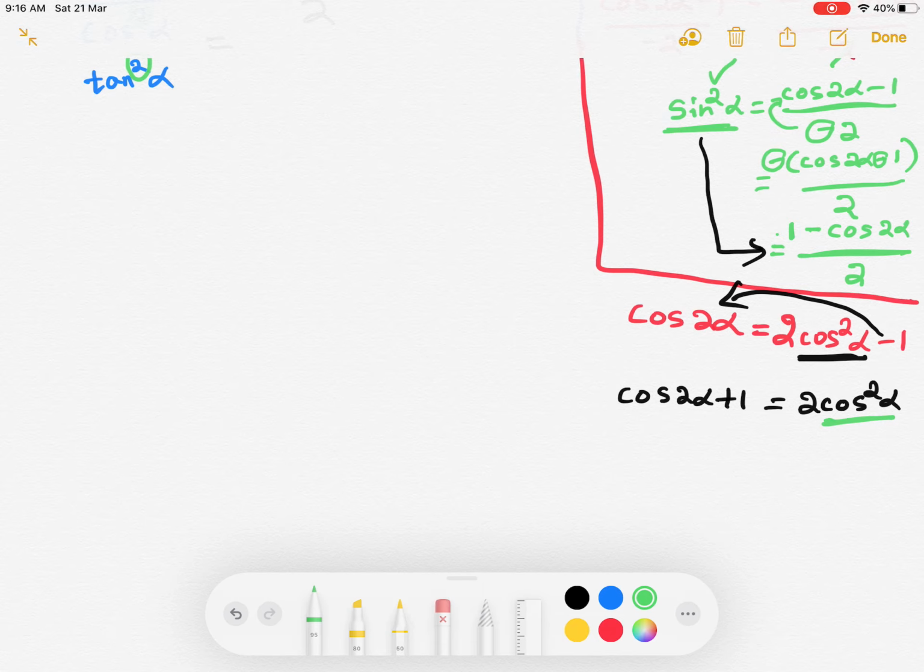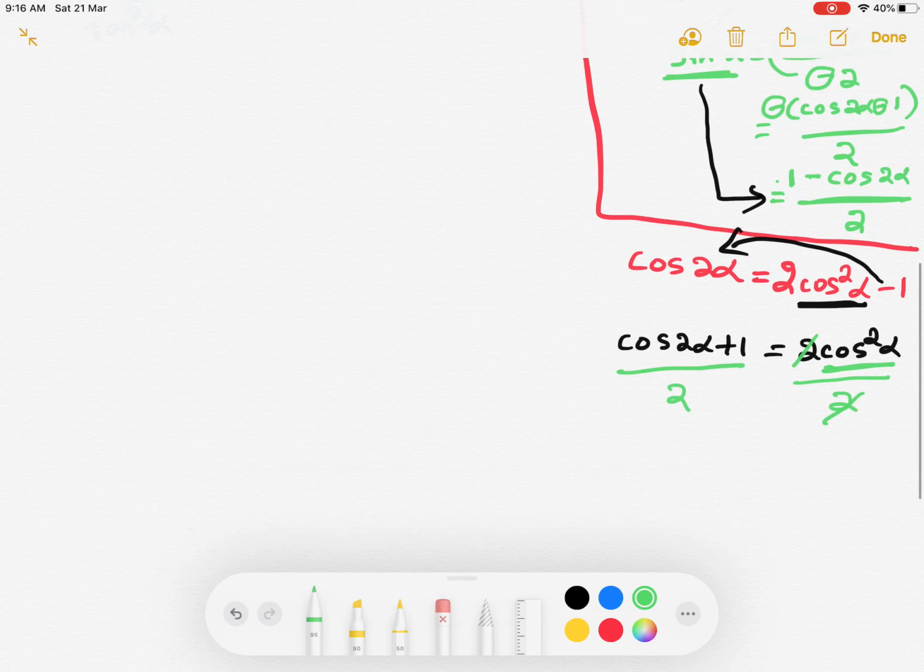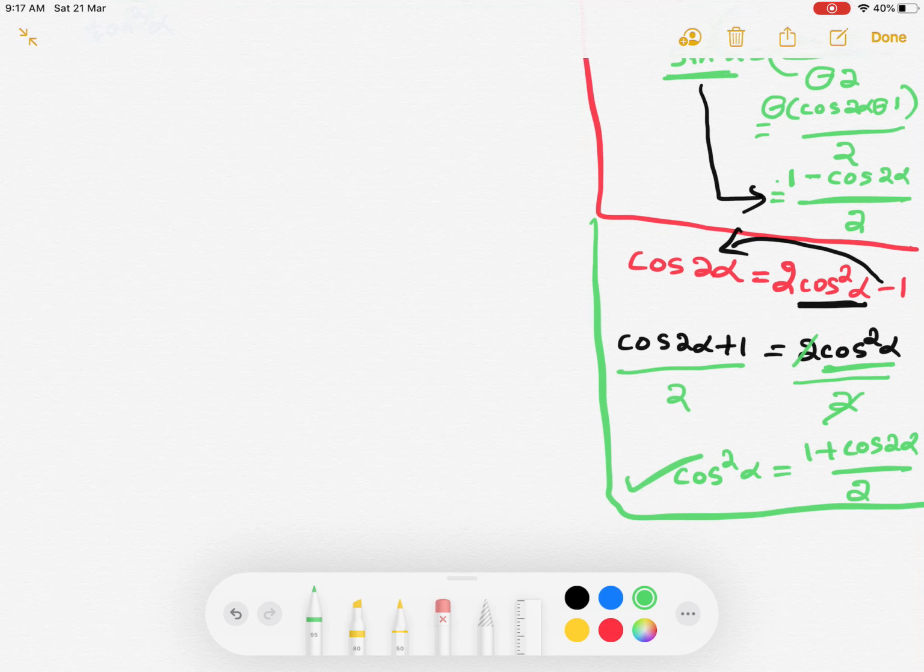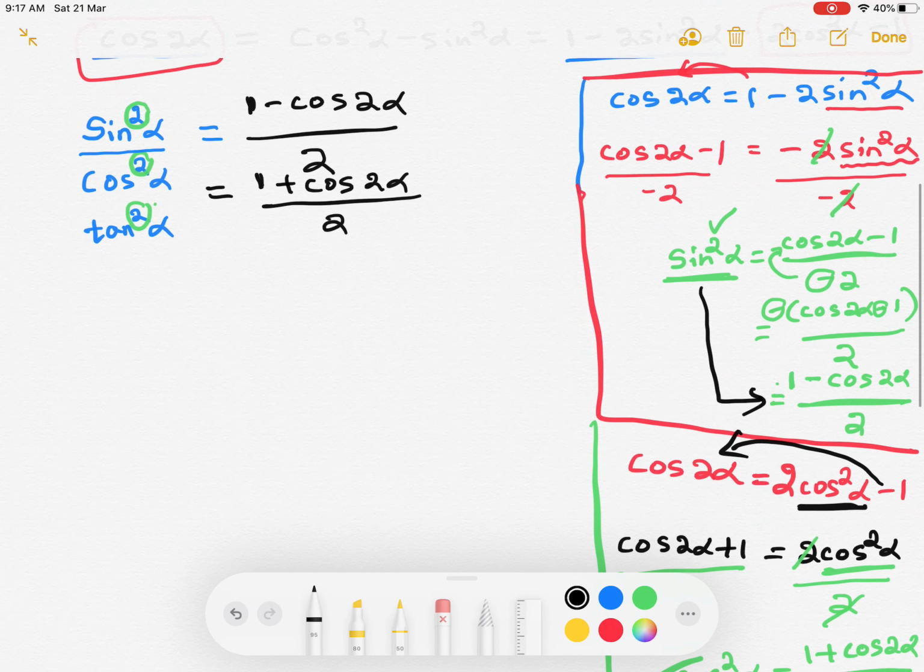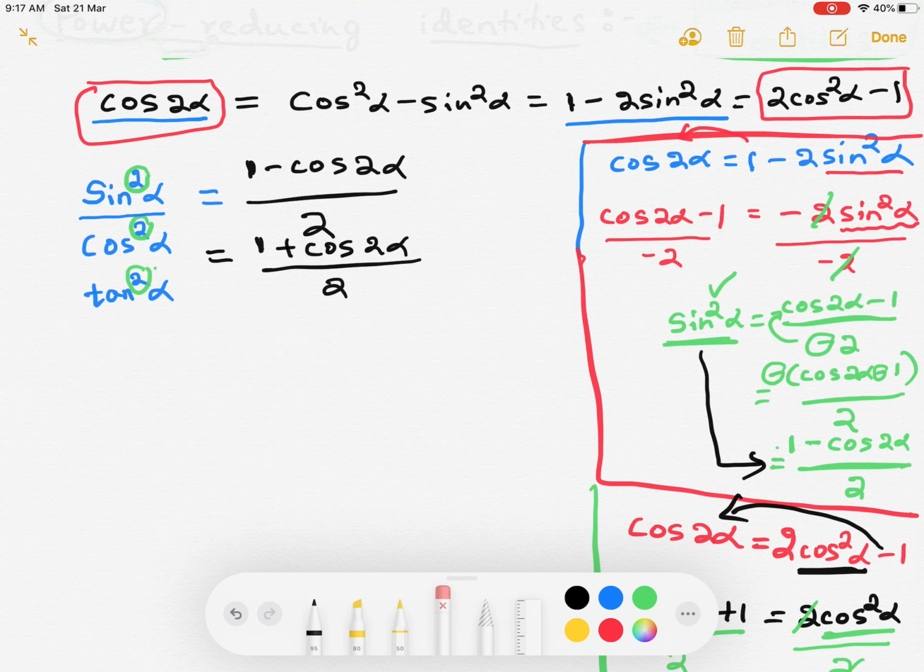Now we want cosine square alpha, so we divide by 2. Here also we divide by 2. So 2 cancels. We got cosine square alpha is equal to 1 plus cosine 2 alpha over 2. So now we got the formula for cosine square alpha, that is 1 plus cosine 2 alpha over 2.